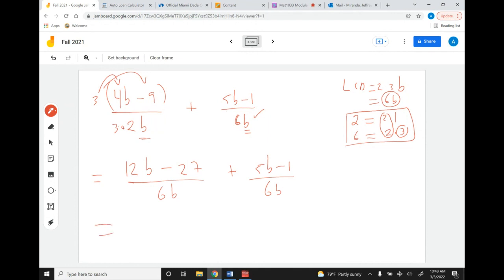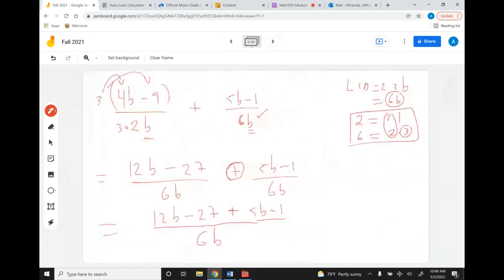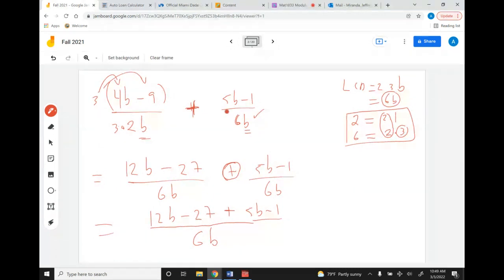So now we're adding two terms with the same denominator, which is exactly what we did first. Okay, so now this will be 12b minus 27. Now I don't need to put a parenthesis on the second term because I have a plus. So this will be plus 5b minus 1. You see? If you go back, the reason why I put a parenthesis around here is because of this minus. And this will affect these terms. But this is a plus, so you don't have to worry about that.